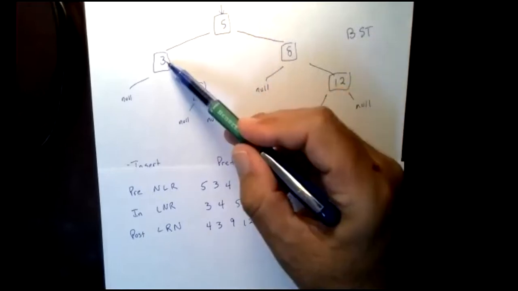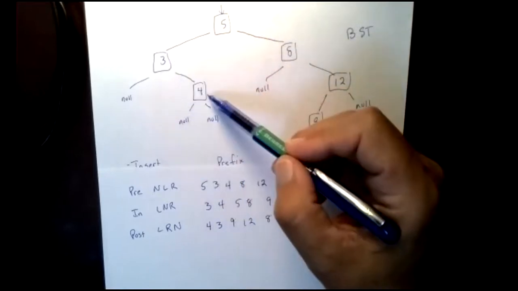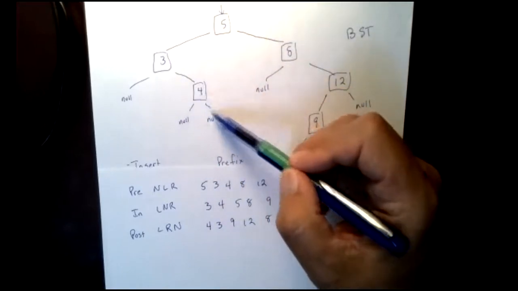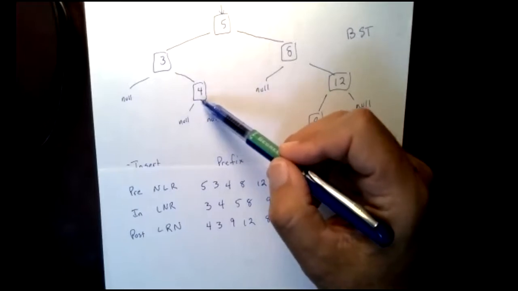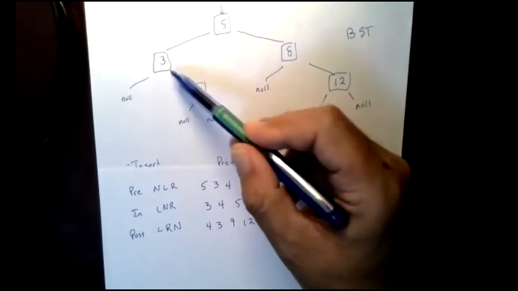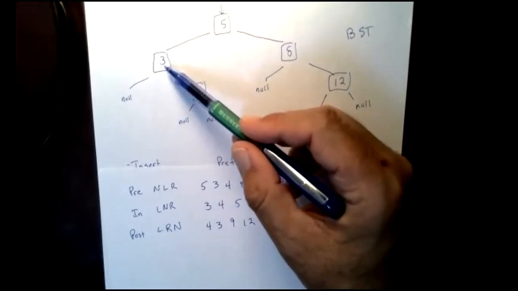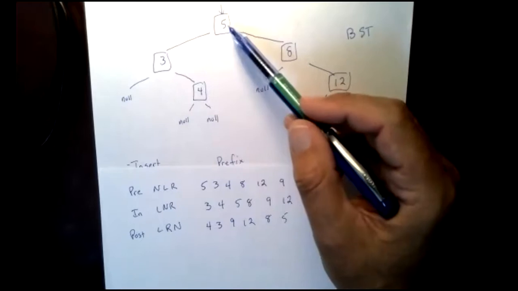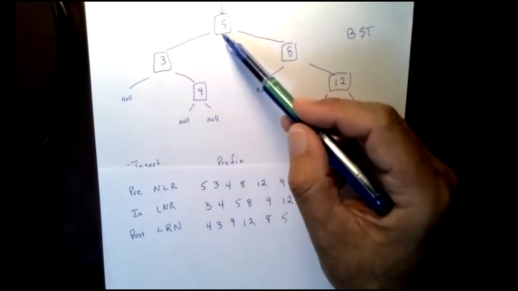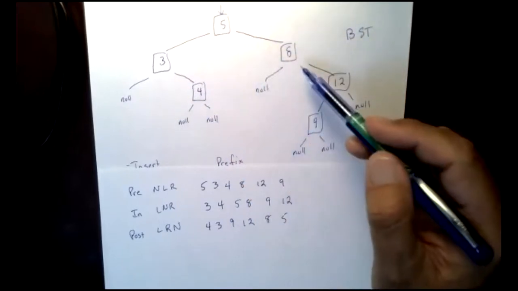See, I went left. No left. I go right. Check its left. No left. Check its right. No right. Boom. I print out the node. Then I go back. I took care of that guy's left. I took care of that guy's right. Boom. I print out the node. I go back. I took care of this guy's left. So now I'm looking at 5's right subtree.